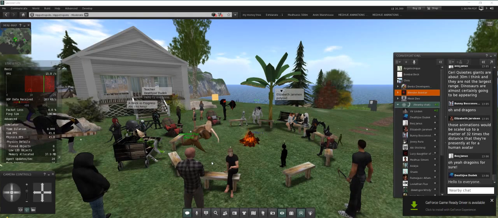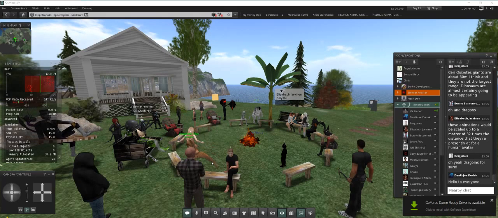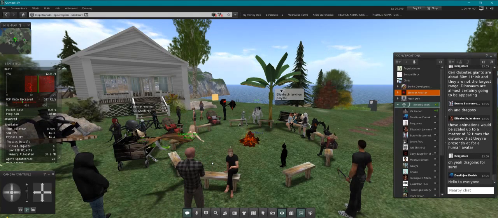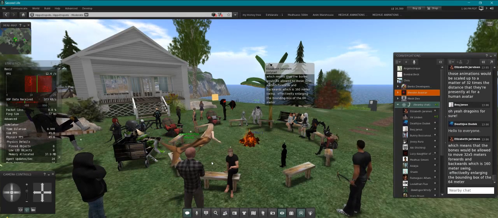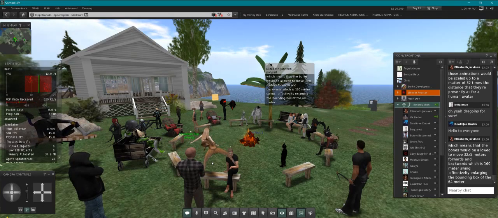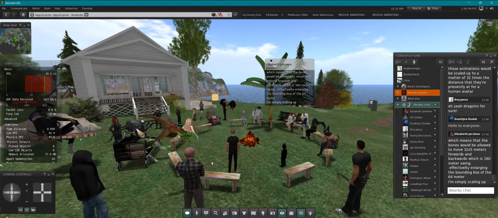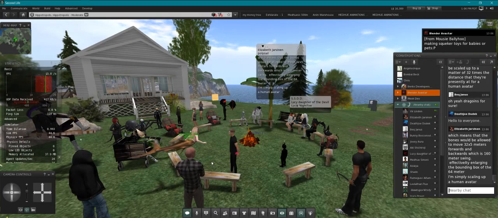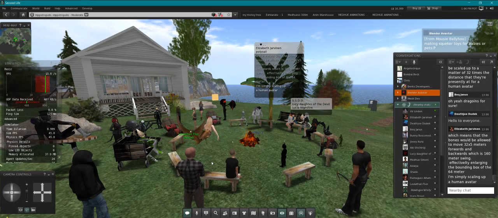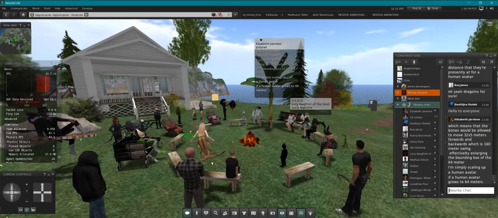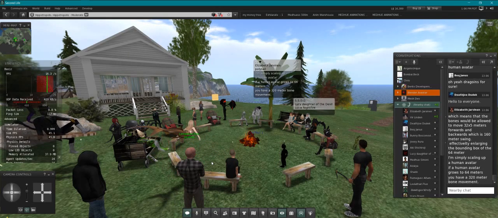Polysale says animations would be scaled up to a matter of 32 times the distance that they're presently at for a human avatar. You mean just a human-sized avatar, or do you mean that the behavior is going to be different on an avatar as opposed to on an Animesh? Yeah, well, it's possible we'll need to add some kind of a scale limit. I'm not saying we won't. I'm just saying I haven't looked at it yet.